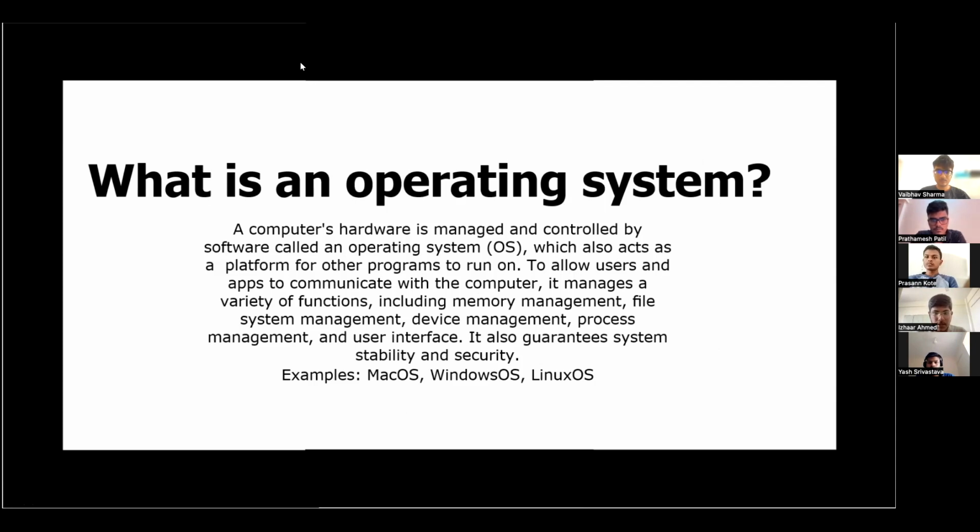A computer's hardware is managed and controlled by software called an operating system, which also acts as a platform for other programs to run on. To allow users and apps to communicate with the computer, it manages a variety of functions, including memory management, file system management, device management, process management, and user interface. It also guarantees system stability and security. Examples are Mac OS, Windows OS, and Linux OS.